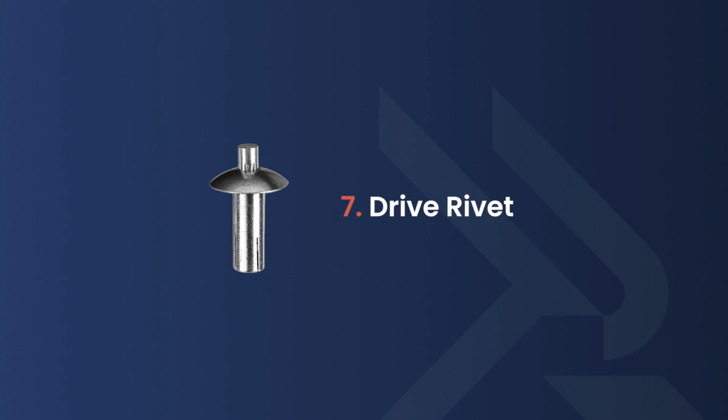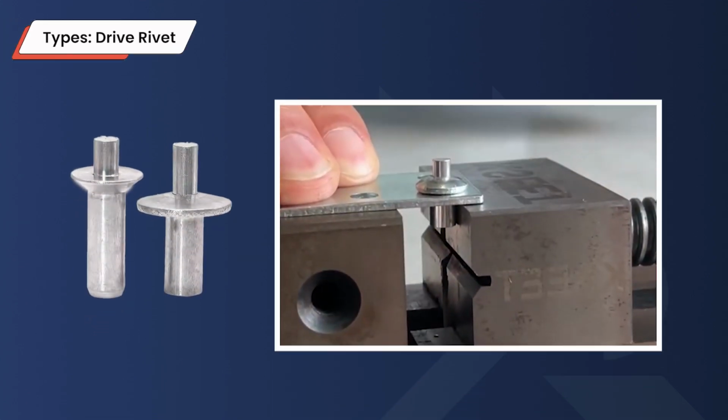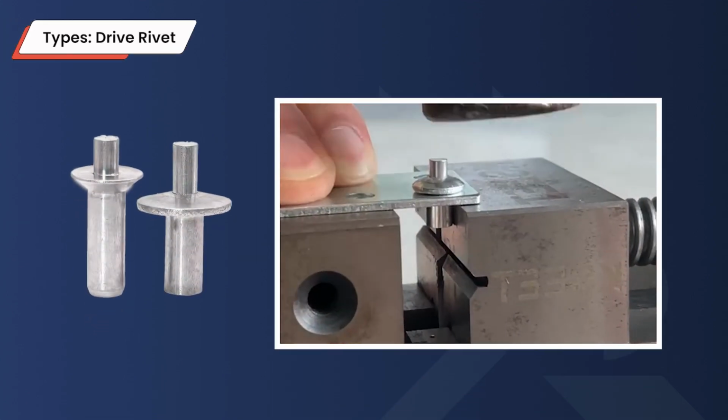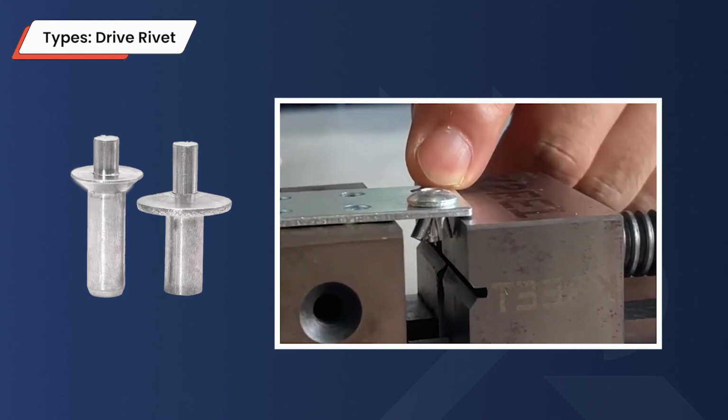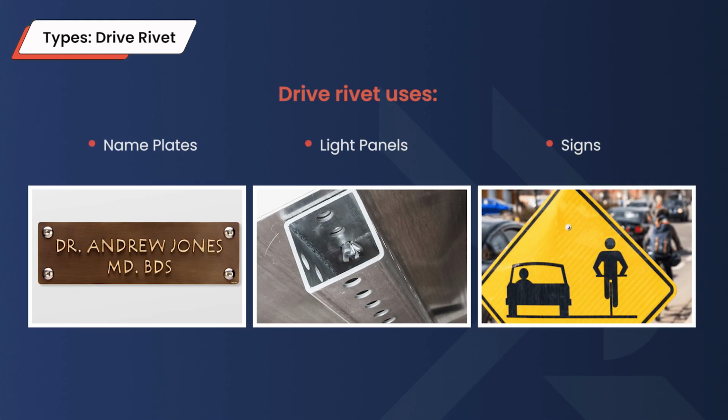The seventh type is the drive rivet. A drive rivet has a center pin. When the pin is hammered or pressed into the rivet body, the body expands and locks into the hole. Drive rivets are easy to install and do not need complex tools. They are often used for nameplates, signs, trim, and light panels.